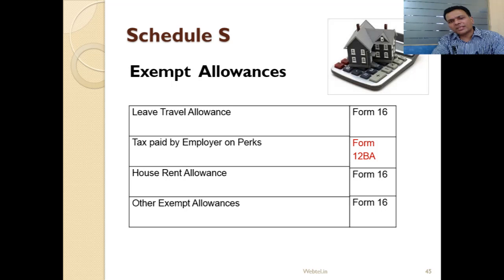From where will we get this information? We will get all this information from Form 16, except for tax paid by employer on perks. That will be available from Form 12BA, which is the form of tax deduction in the case of perquisites, where all the details of the perquisites for salaries exceeding 1,50,000 has to be given. From that we can get this figure.